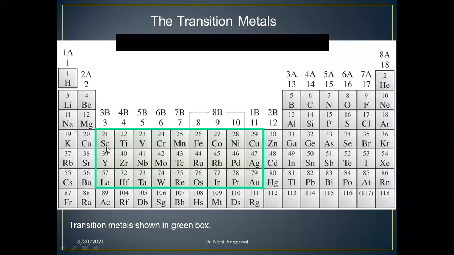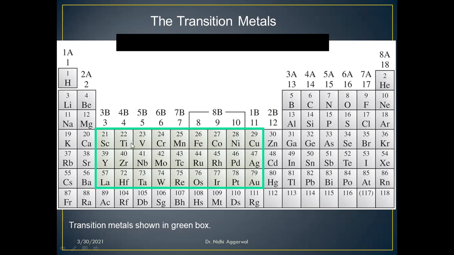Here, like in scandium, it is a 3d1 configuration. In titanium, it is 3d2, and up to copper, which is 3d9. Now, I have not considered zinc, cadmium, and mercury as transition metals because they contain fully filled d orbitals. But in order to maintain the rational classification of elements, these three are put in the transition metals.